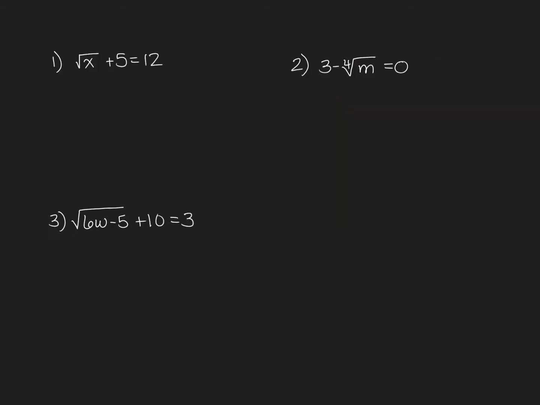So we're going to start off with a simple one. The square root of x plus 5 is equal to 12. First step, get the radical by itself. So we have to eliminate the 5, so we can subtract 5 from both sides. We will get the square root of x is equal to 7. Then to get rid of a square root, you square both sides of your equation. Those will cancel. You're left with x, and 7 squared is 49. Then you have to check.